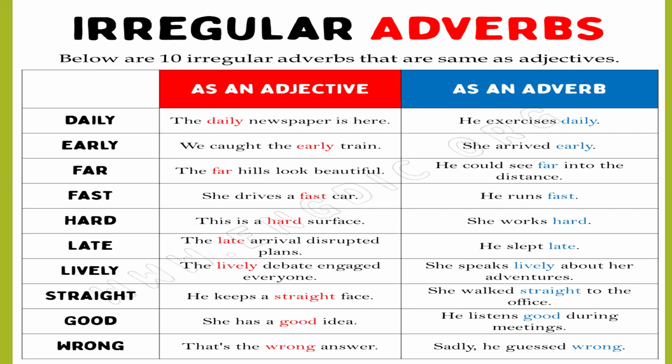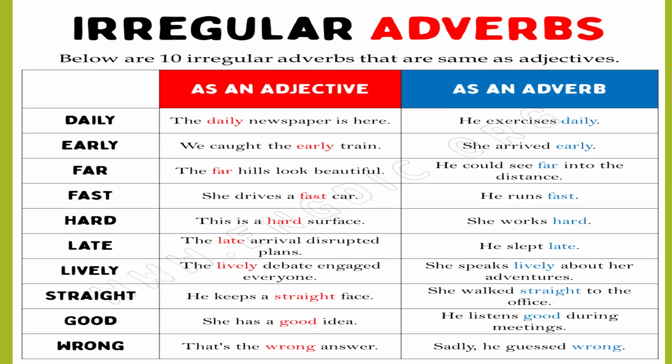Daily acts as both an adjective and an adverb. The example is given: the daily newspaper. Newspaper is a noun and daily is modifying it, so it acts as an adjective. Again, how does it act as an adverb? He exercises daily. Exercise is a verb and daily is an adverb. In the same way, all the examples are given. Adjectives modify a noun or pronoun, while adverbs modify a verb, adjective or another adverb.